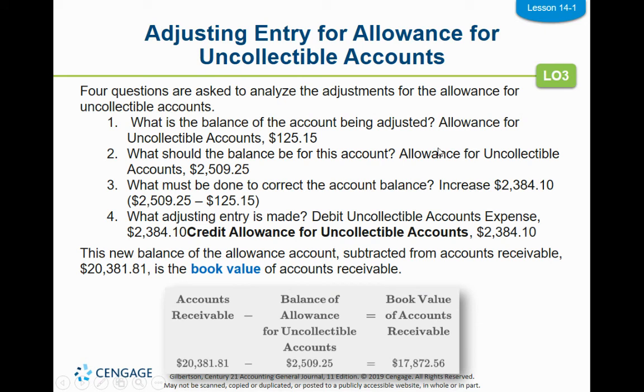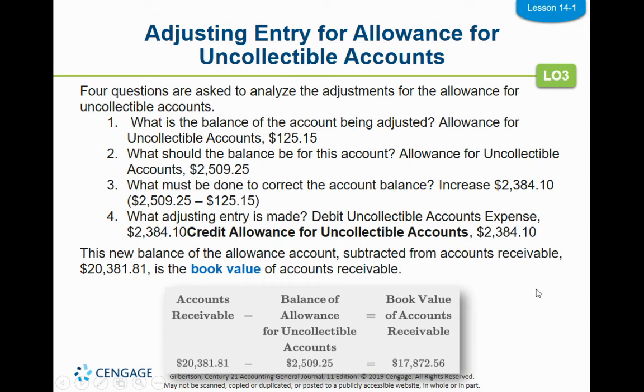So there are really 4 questions that are asked when you're analyzing the adjustments for this uncollectible accounts. The first one is, what is the balance of that allowance for uncollectible accounts? So you've got to know what that balance is in there, $125.15. What should the balance be? $25.09. So to figure that out, you're going to take the difference. You're going to take the $25.09 minus what's already in there, and that's where you get that amount for the adjusting entry.